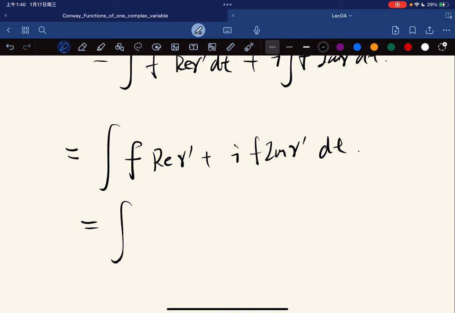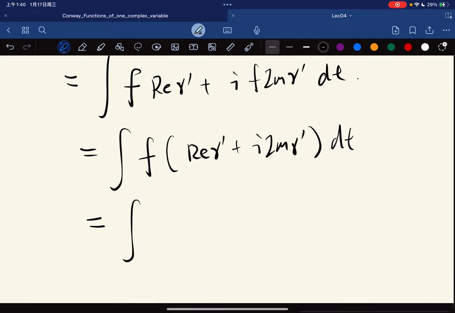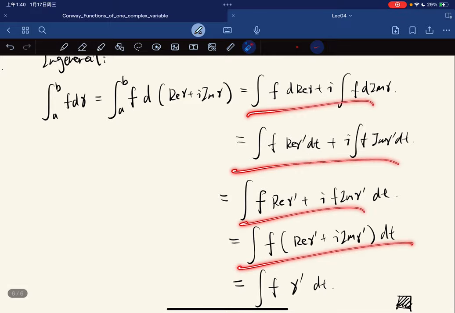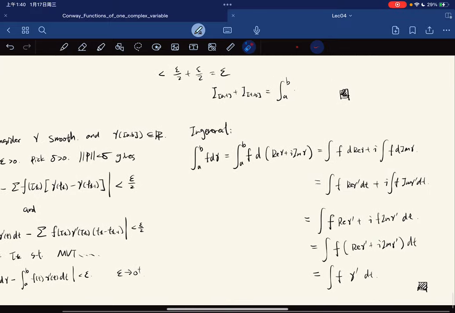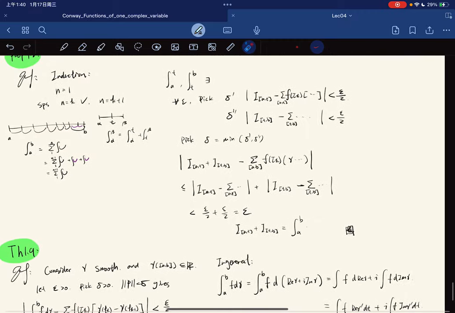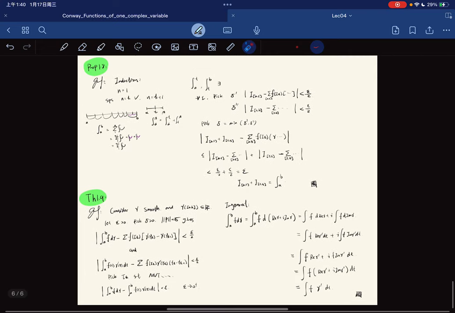Which is f of real gamma prime plus i imaginary gamma prime. And remember how we defined the derivative. We're just breaking it into real and imaginary parts. And each step is well explained, they're justified. Wow. Exactly 6 pages. All right, so that's the end for today's lecture. See you guys next time.